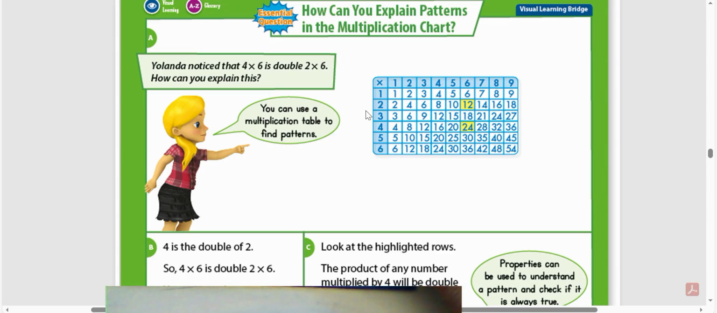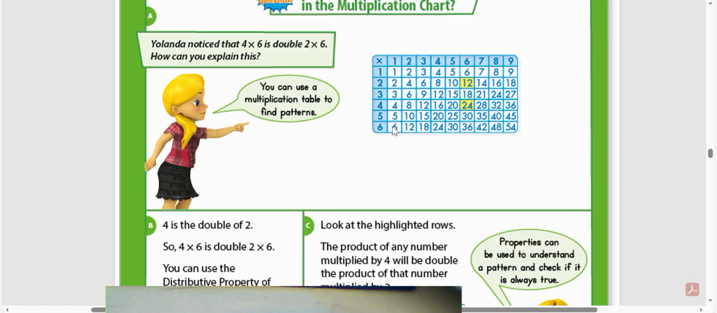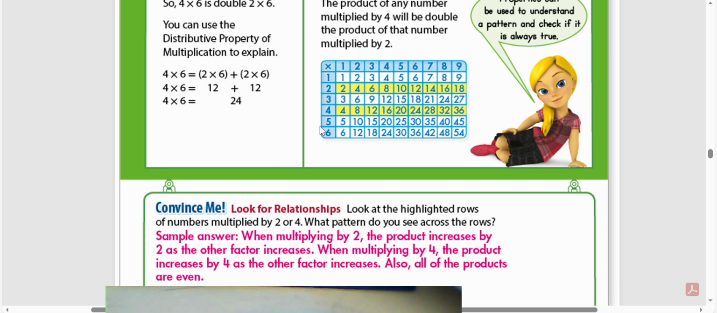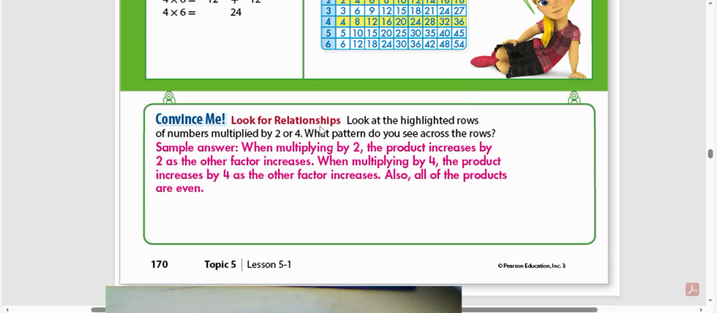Next page. How can you explain the pattern in the multiplication chart? 4 times 6 and 2 times 6. 2 times 6 is 12 and 4 times 6 is twice that. 2 times 6 is 12, and 12 times 2 is 24. What is the double of 2 here? Like this. 4 times 6 is double 2 times 6 because 2 times 6 is 12, and 12 times 2 equals 24. We can use this property to find the answer also. Next question, down on this page, page 170.